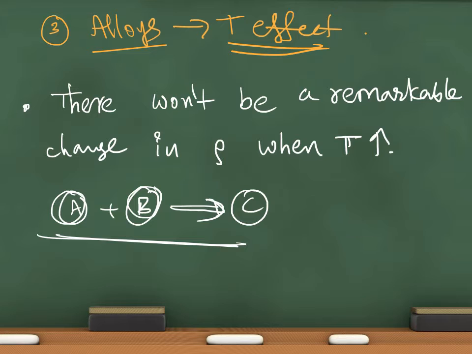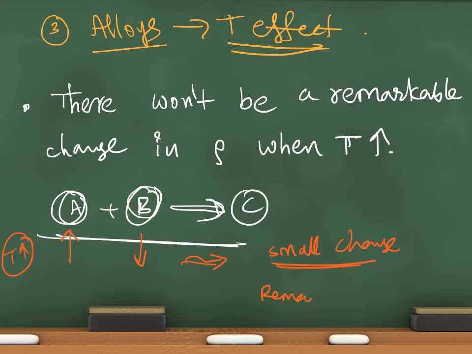There will be an increase in one material. It is very simple to understand. Whenever temperature is increased, in a special case, let us assume there will be an increase in resistivity in A and a decrease in B, and both will be balanced. So there won't be a remarkable change. There may be a small change, but there won't be a remarkable change. Fine. I hope you understand this.